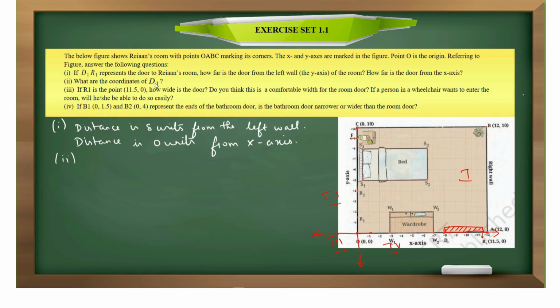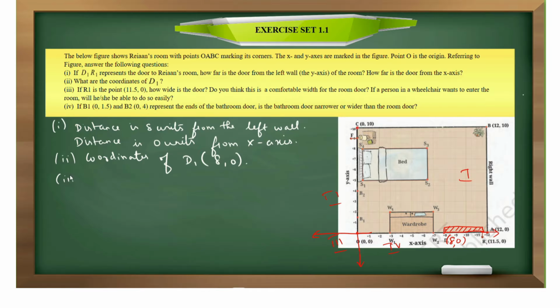The second one is, what are the coordinates of D1? Here it is clear. When discussing the first part, I mentioned that this is located at a distance of 8 units, and the coordinate is assumed to be 8 comma 0. So it is 8 units along the x-axis, and along the y-axis it doesn't move any distance, so it is going to be 8 comma 0. The coordinates of the point D1 are nothing but 8 comma 0.